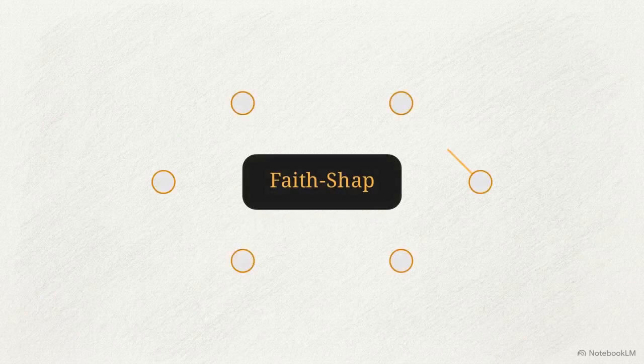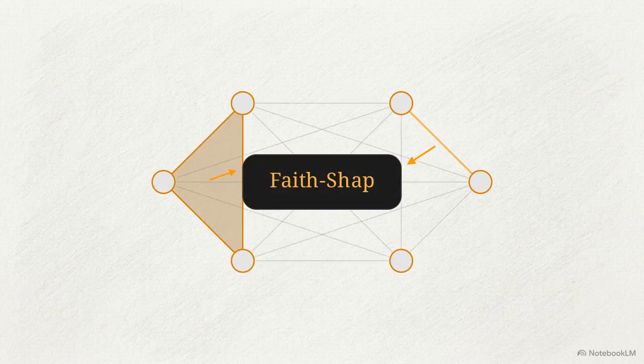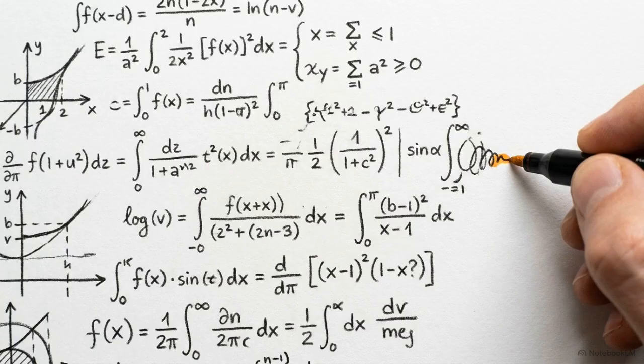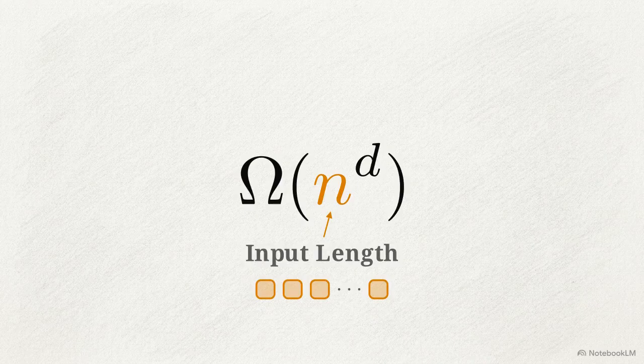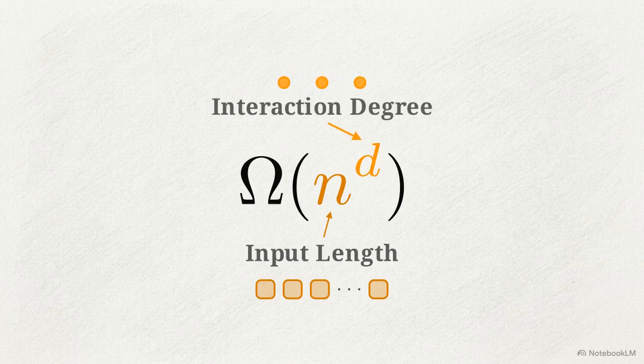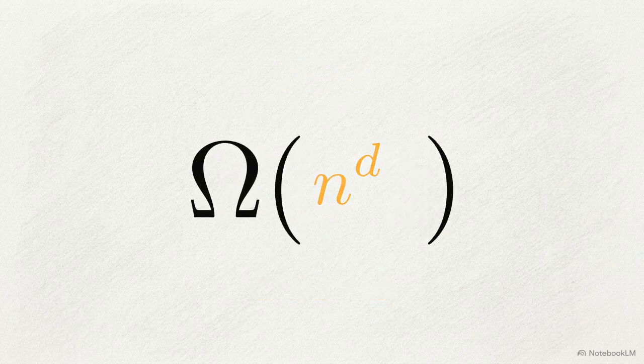Researchers have developed interaction indices, like FaithShap, to capture these exact connections. However, these tools hit a severe mathematical limit when applied to the long contexts used in modern language models. This layout shows the computational complexity dictating existing interaction models, omega of n to the d. Here, n represents the length of the input, and d represents the degree of interaction between tokens.